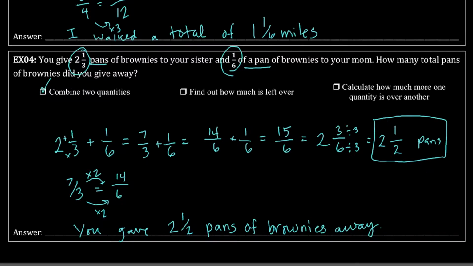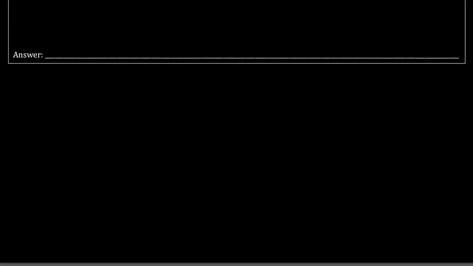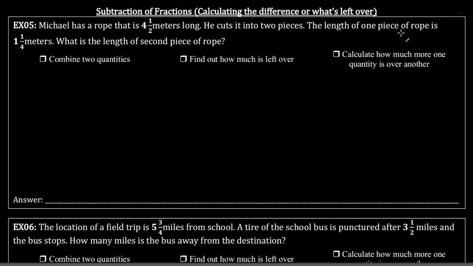Okay, next page. So Michael has a rope that is 4 1/2 meters long. He cuts it into 2 pieces. The length of one rope is 1 1/4 meters. What is the length of the second piece of rope?